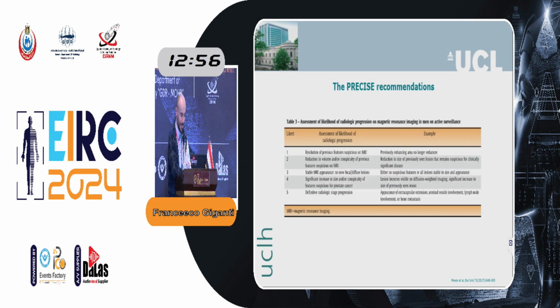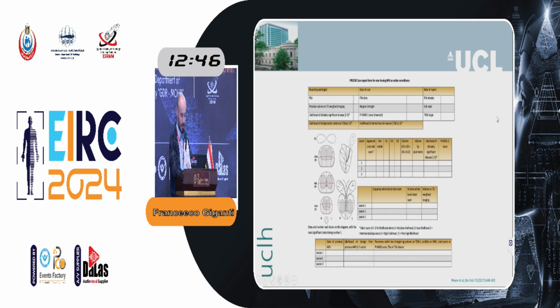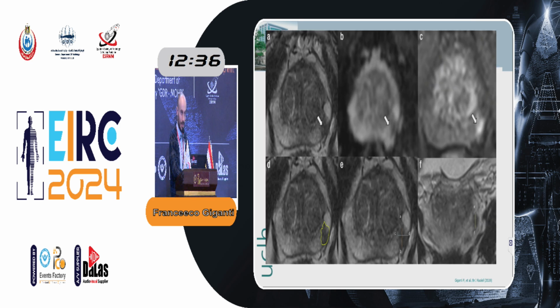And here again, these are some examples of the PRECISE scores. A previously enhancing area that no longer enhances is a PRECISE 1, or appearance of extraprostatic extension is a PRECISE 5. There is also a case report form where we can score up to 3 lesions and also give other features of the MRI that allow you to give a precise score.